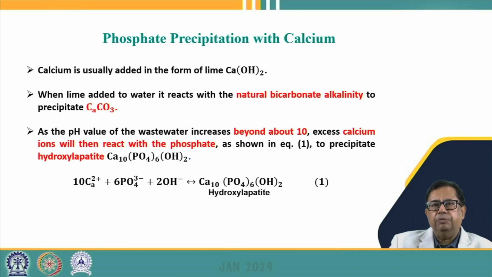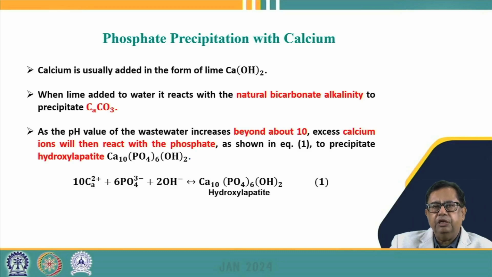If natural bicarbonate alkalinity is present, that will react with the lime that we are adding, and then the calcium present in the lime will precipitate out as calcium carbonate. This means that as soon as the lime is added to the water, first it will react with the alkalinity which is present, and then it will precipitate as calcium carbonate.